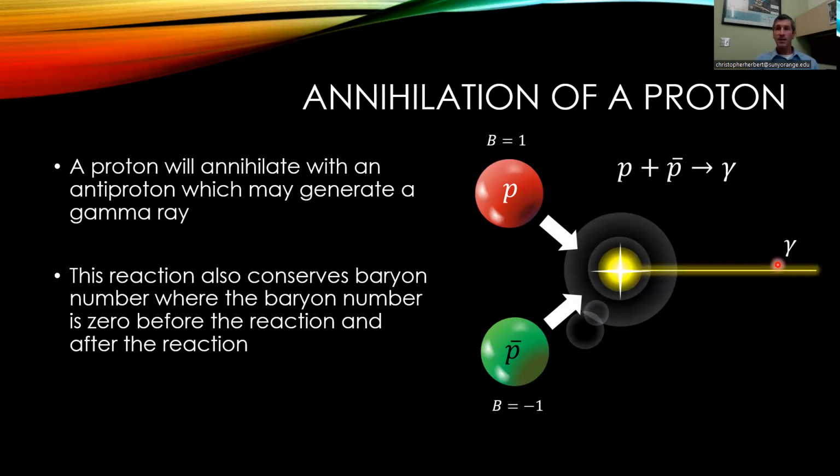Pretty much the same thing that we do with chemical reactions. When we look at chemical reactions, we want to make sure that the reactants on one side are equal to the products on the other side. Here we want to make sure the baryon number on the left-hand side of this reaction is equal to the baryon number on the right-hand side.